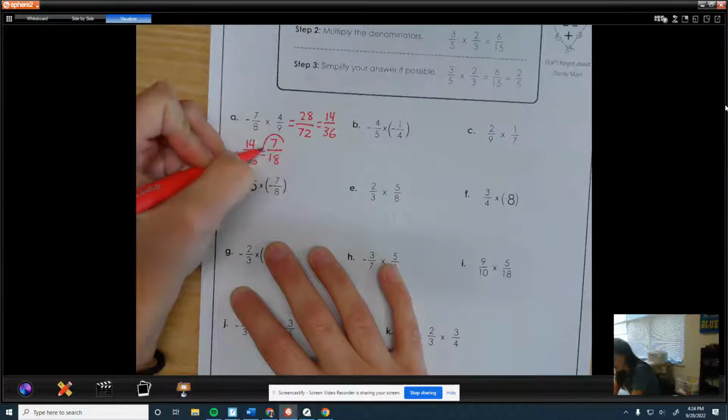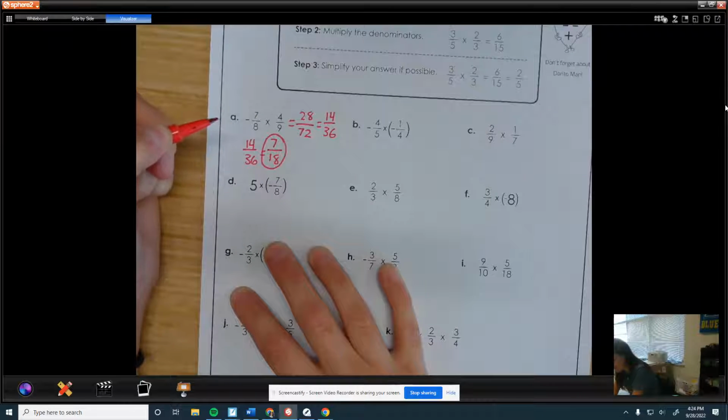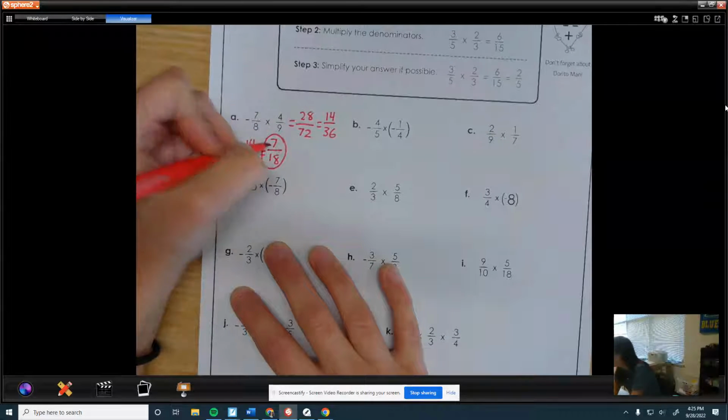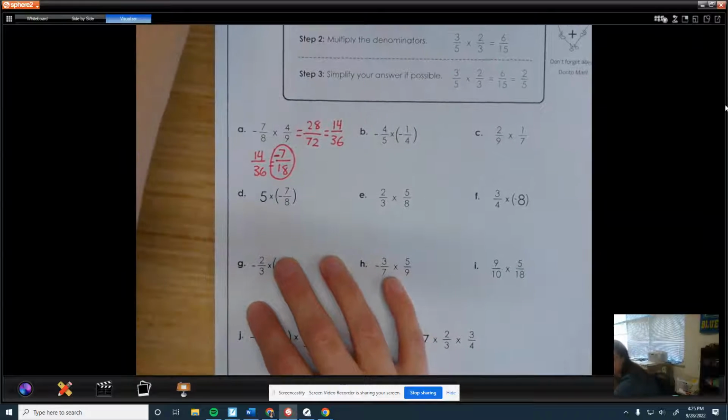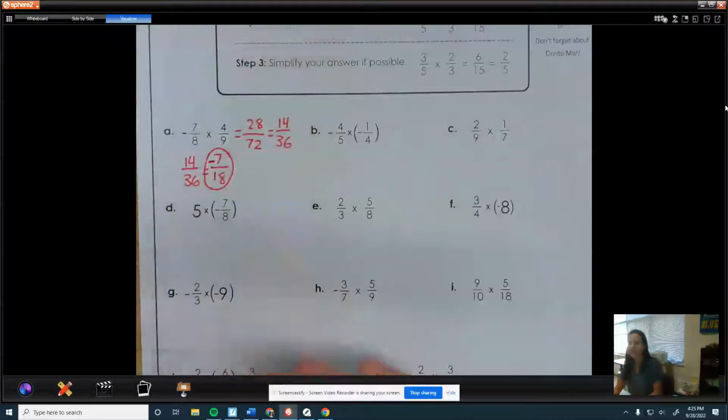7/18. Boom. And then, let's see, Dorito Man. Negative times positive is negative. Negative 7/18. I think the fastest way to do that, now that I think about it, would be to divide by 4 at the beginning, but I wouldn't have thought of that. So, good job if you did.